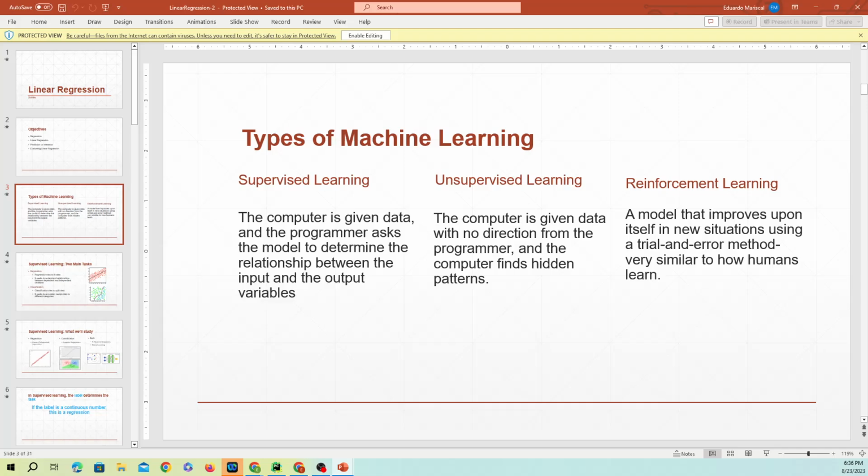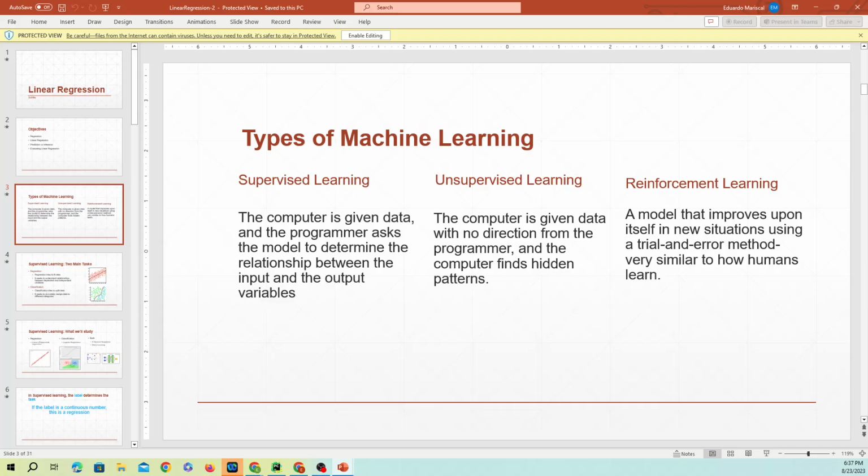Unsupervised learning is when you just give it all the emails, and the computer has to find a pattern. Hopefully it will be able to determine that there's a group of emails that have a pattern, for example that they are legitimate and the other ones are not. You're hoping that your machine will determine that there's a pattern between good emails and bad emails, spam versus legitimate. You're not telling it that this is a spam email and this is a legitimate email. That's unsupervised learning. Okay, so let me give you the definition: the computer is given the data with no direction from the programmer, and the computer finds hidden patterns.